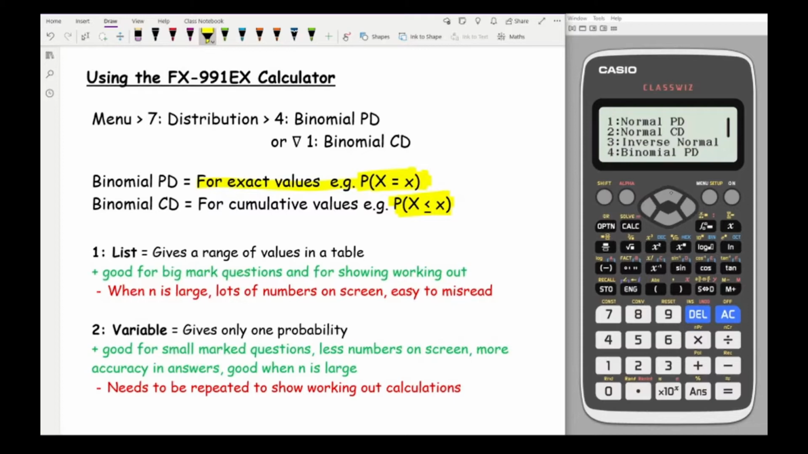Now the disadvantage of variable mode is that it needs to be repeated to show your working out calculations, which again I'll go through. And obviously the disadvantage of using list mode is that it's not great when n is large, lots of numbers on your screen, very easy for you to misread. And like I said, we won't focus on this too much initially, because you probably have no idea what I'm talking about, but hopefully this will all make sense when we go through an actual question where we're using our calculator to work it out.